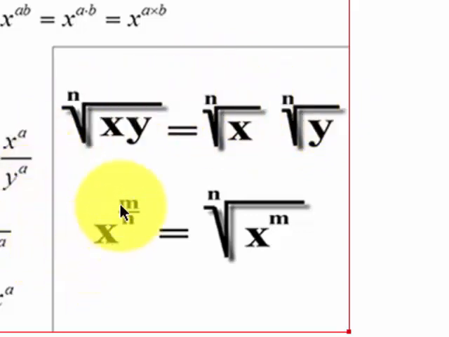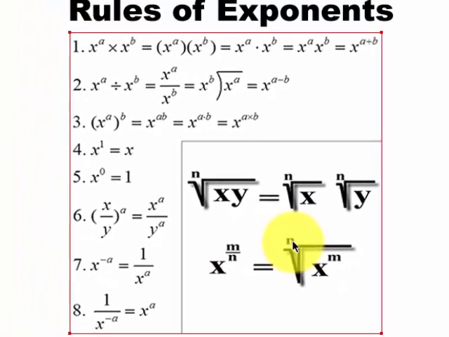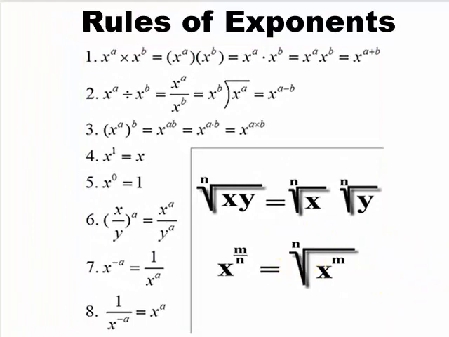And this is what a fractional exponent is, a rational exponent. The numerator always goes underneath the radical sign, and the denominator is always outside. So that's the nth root. But again, this should be a quickie review.